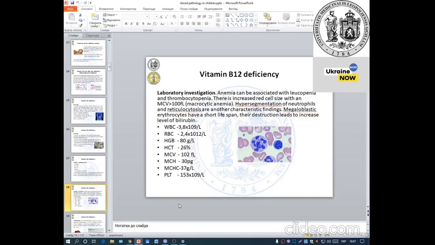Laboratory investigation for vitamin B12 deficiency anemia. Macrocytic anemia with mean corpuscular volume more than 100 femtoliter can be associated with leukopenia, thrombocytopenia, and hypersegmentation of neutrophils. Megaloblastic erythrocytes have a short lifespan, and their destruction leads to increased levels of bilirubin.